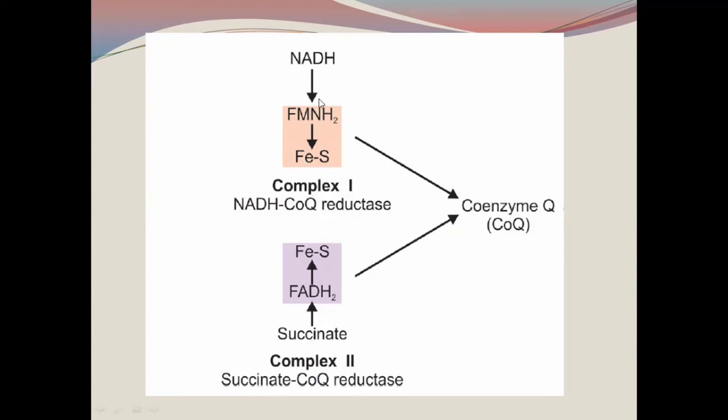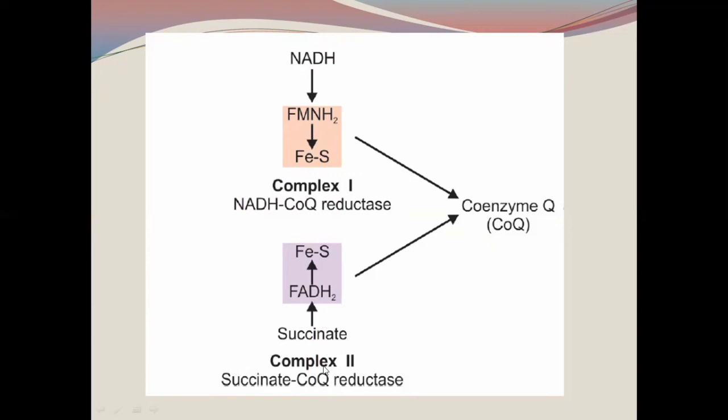In complex 1, the structural component is FMN, which gets reduced to FMNH2, while in complex 2, the structural component is FAD, which is reduced to FADH2. In complex 1, the electrons are transported to the iron sulfur centers, and from the iron sulfur centers they are taken up by coenzyme Q. When the electrons are transported from the iron sulfur centers to coenzyme Q, it generates the energy for the proton pump. It will transfer 4 protons from the matrix to the intermembrane space, right?